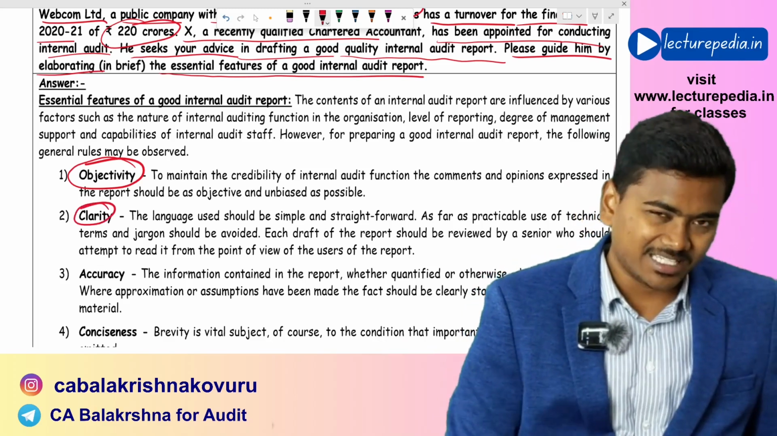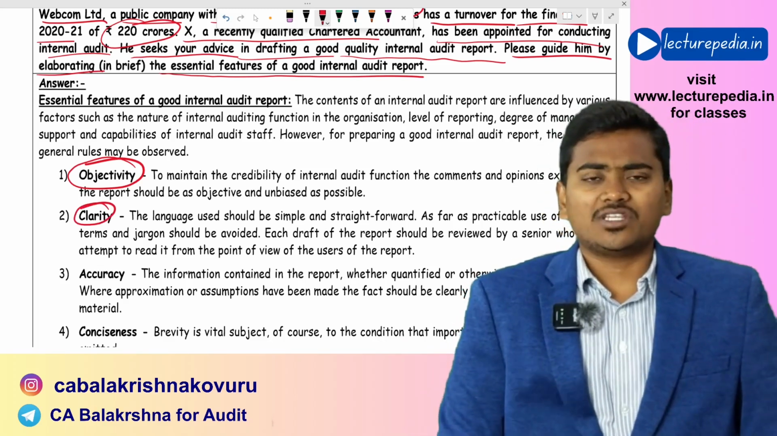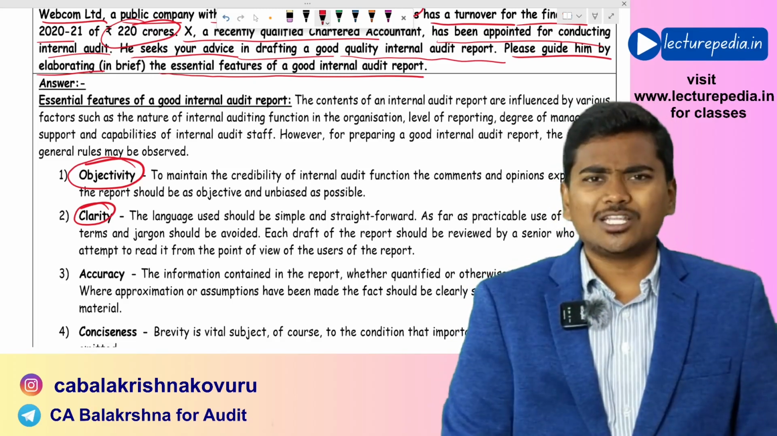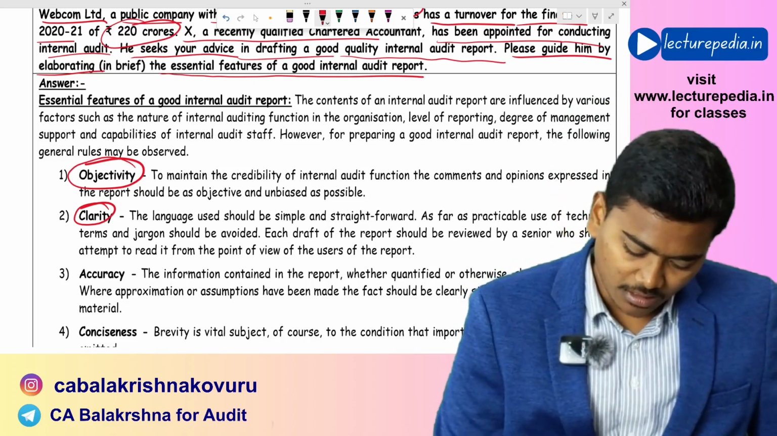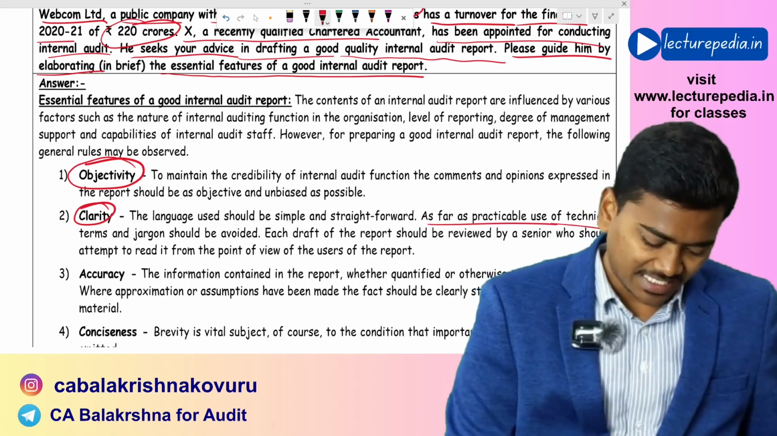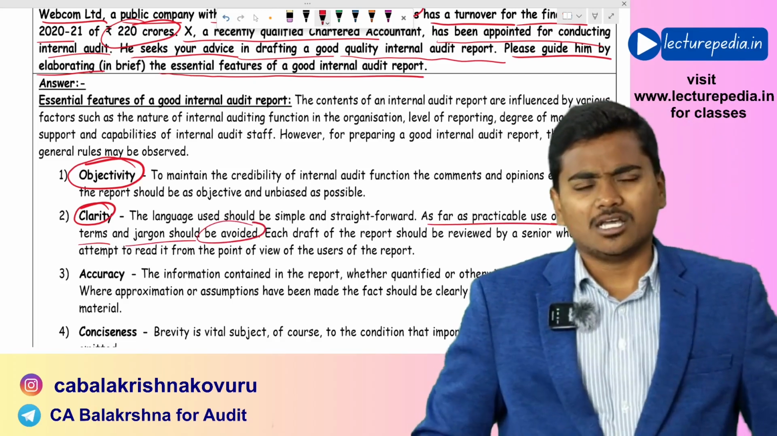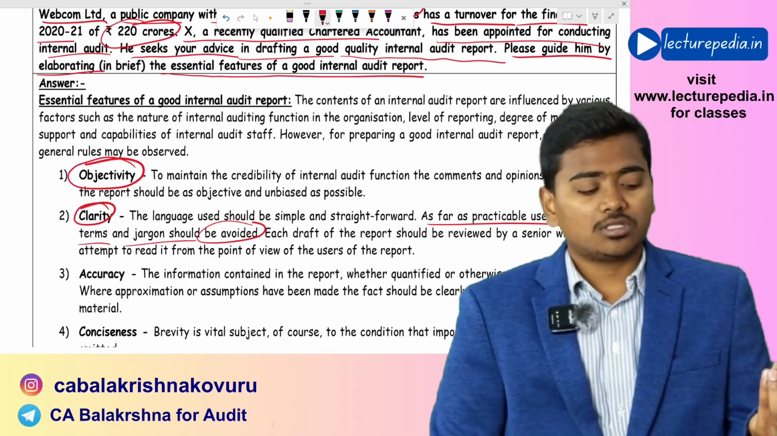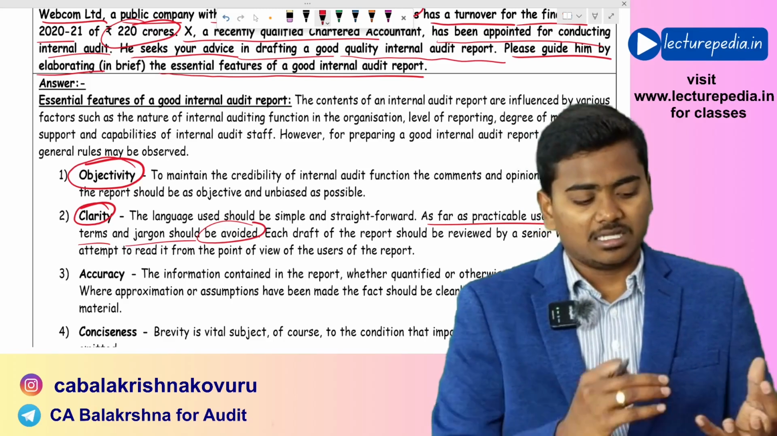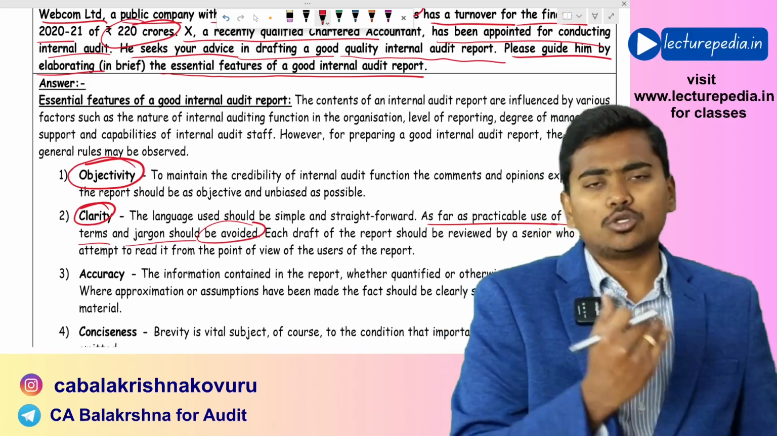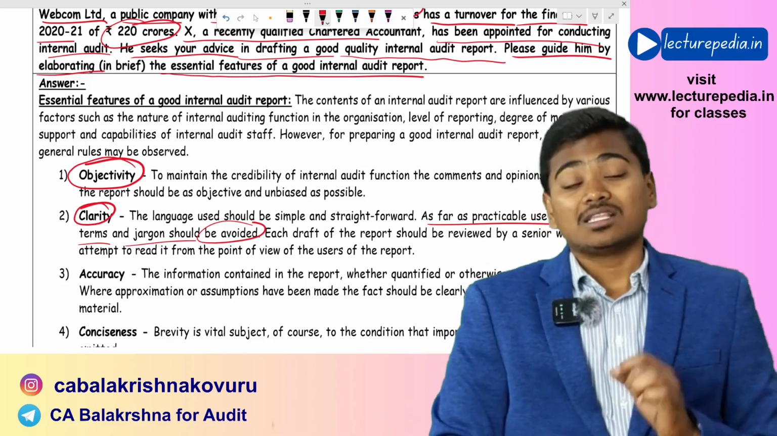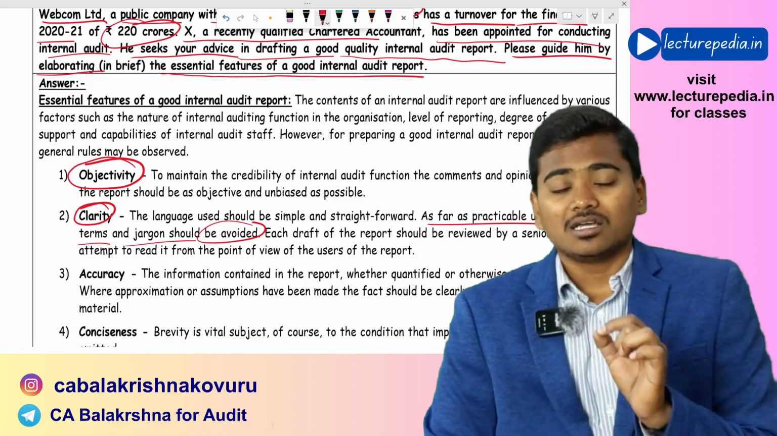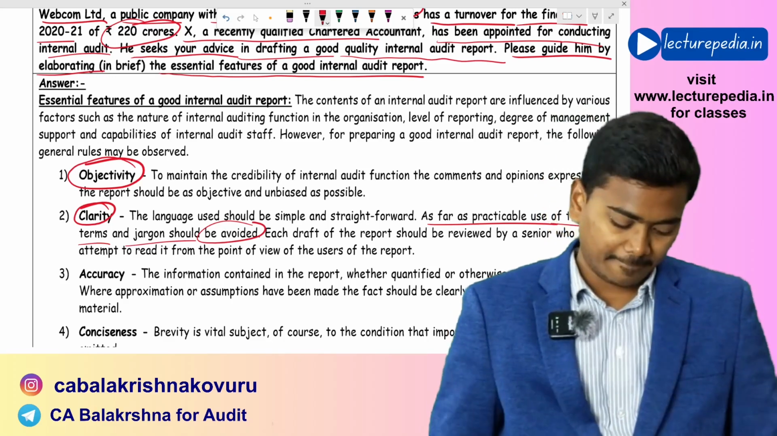Next, clarity. He should not confuse the readers of the internal audit report. He should maintain clarity. He should not use any jargon. As far as practicable, use of technical terms and jargon should be avoided, because these technical terms will be understandable only to the people who are in that particular business. The normal general public will not be able to understand those terms. So the internal auditor should maintain clarity and he should not confuse the readers.